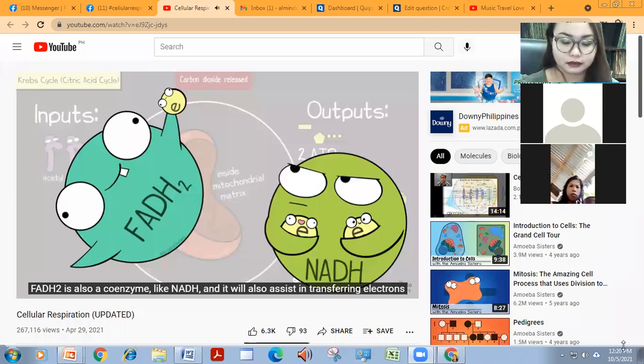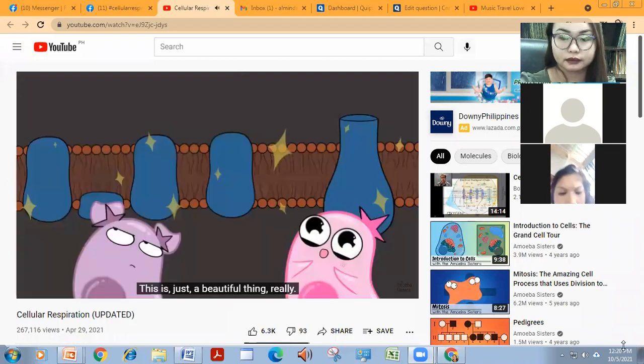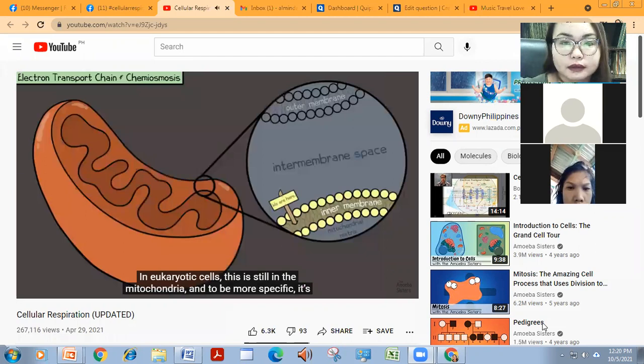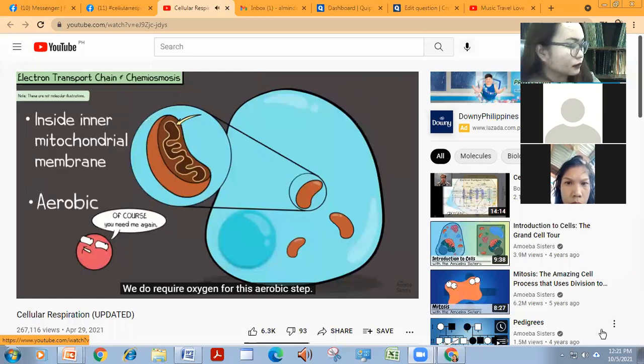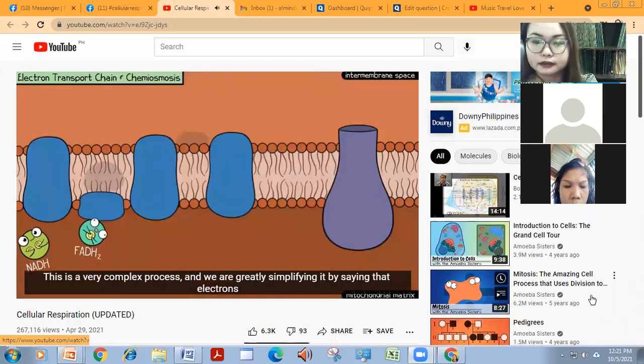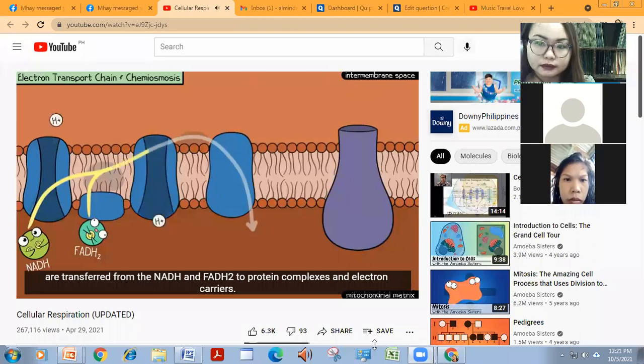Step 3, the electron transport chain and chemiosmosis. This is just a beautiful thing, really. In eukaryotic cells, this is still in the mitochondria, and to be more specific, it's involving the inner mitochondrial membrane. We do require oxygen for this aerobic step. This is a very complex process, and we are greatly simplifying it by saying that electrons are transferred from the NADH and FADH2 to protein complexes and electron carriers.